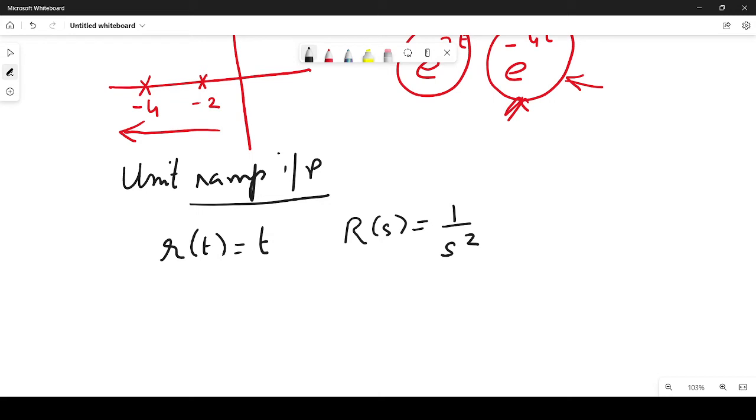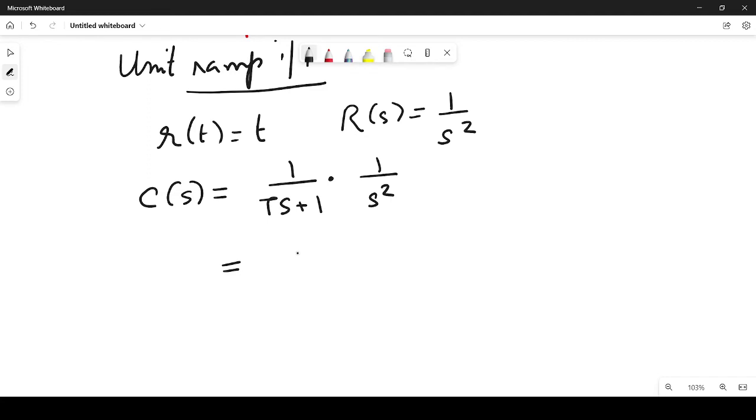So for the transfer function, we have C of s equal to 1 by (tau s plus 1) into R of s, that is, 1 by s square. When you expand, you can write it as 1 by s square into (tau s plus 1). Here again we need to find the response of the system, so we need to take the inverse Laplace transform. This is not in the standard form, so we have to do a partial fraction expansion for this expression.